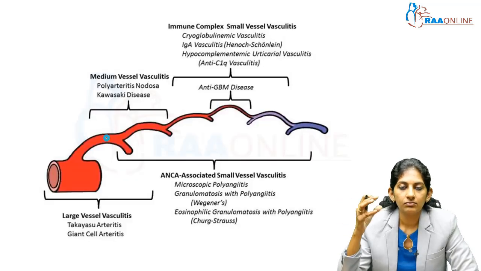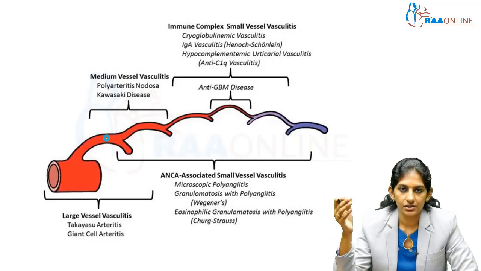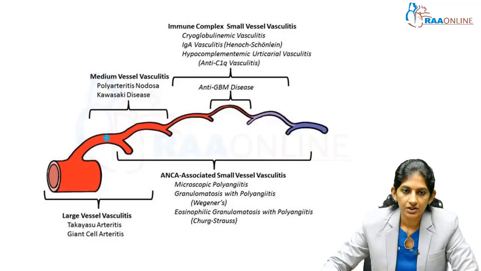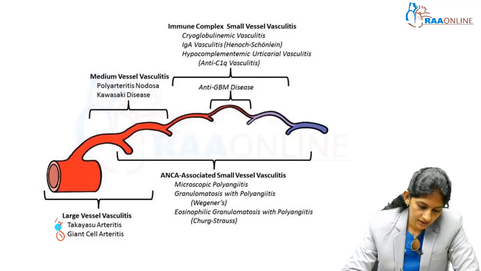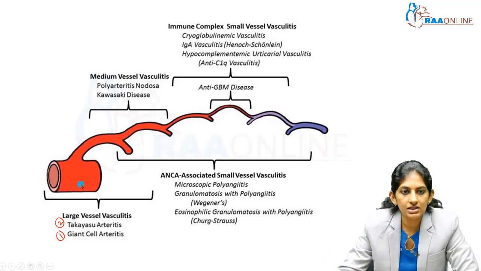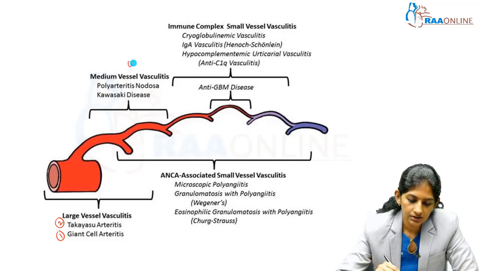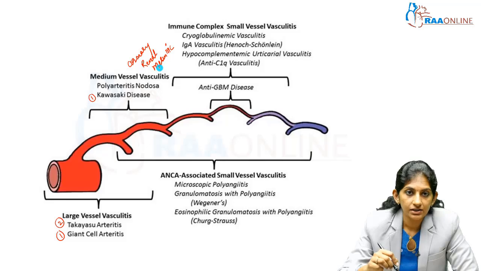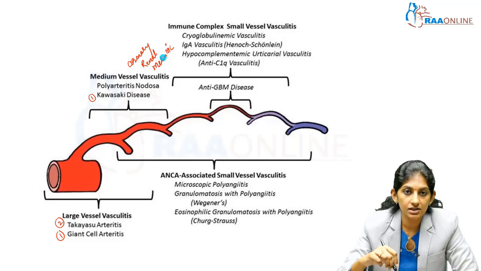Again, this is a wonderful image to show the different types of vasculitis. Basically, we divide into large, medium and small vessel vasculitis. Large vessel vasculitis are two: giant cell arteritis and Takayasu arteritis. Large vessel means aorta and its proximal branches. Medium vessel vasculitis involves the coronary, renal and mesenteric vasculature.